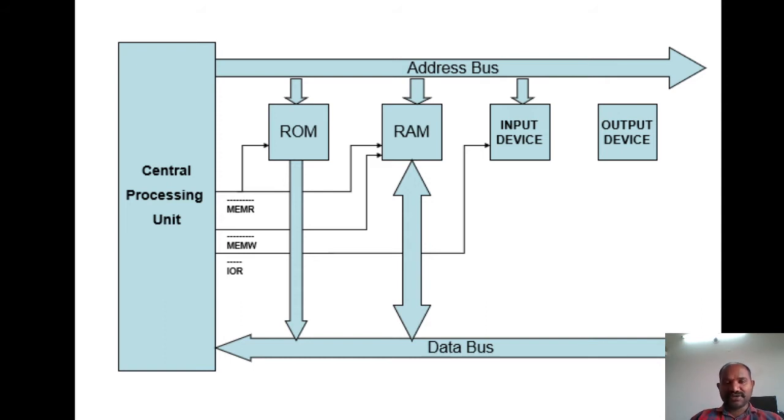So when the IO read signal is generated to the input device, it is going to place the data on the data bus. If you see this diagram once again, here we have the unidirectional bus.